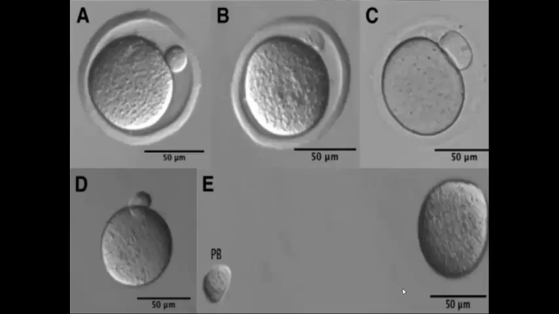All right, here's an image of a secondary oocyte and the polar body being created. You can see the large difference in size.